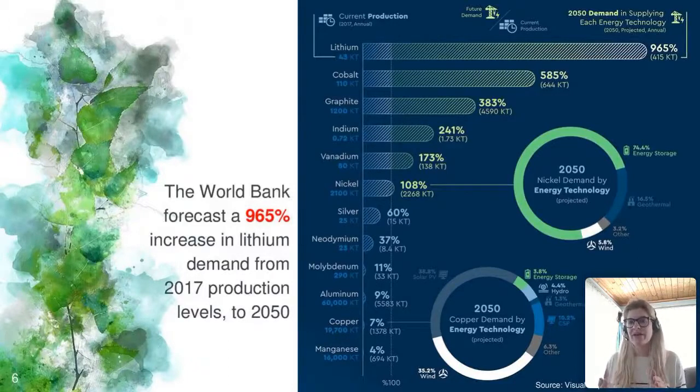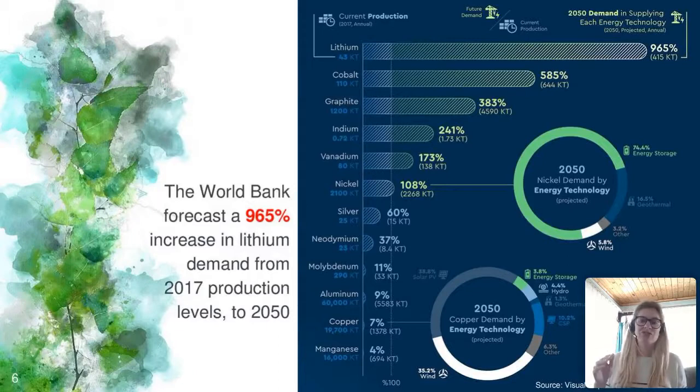If you take into account that on average in the mining industry, it can take 10 years from finding something to extracting it commercially, then that means as an industry, we've got a huge job to do over the next couple of decades if we want to find all of these natural resources that are going to facilitate the energy transition. So, a 965% increase in lithium demand is expected by 2050 from what was produced a couple of years ago. But you can see here that for cobalt, you need 585% more, and graphite, nearly 400% more.